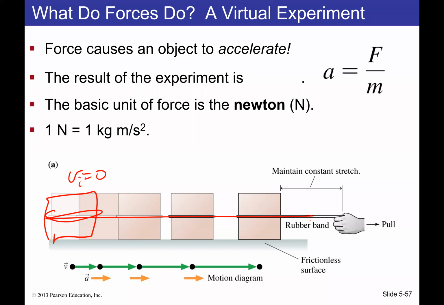It's going to speed up. It's going to change its motion. Okay. And the equation is basically a equals force divided by mass, where the force is going to be in newtons, after Isaac Newton, and it's going to be capital N, and the mass here has to be in kilograms. So that means, when, for example, 1 newton of force is acting on a 1 kilogram block, then acceleration will be 1 meter per second squared.